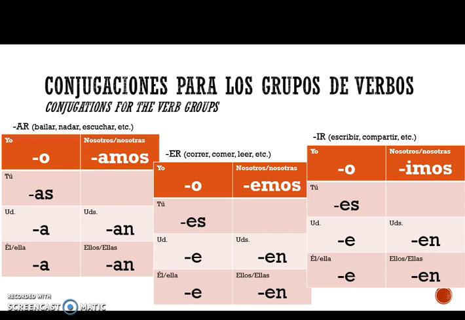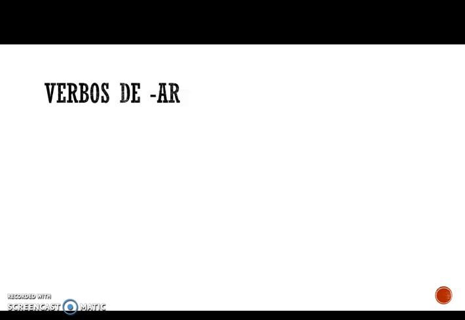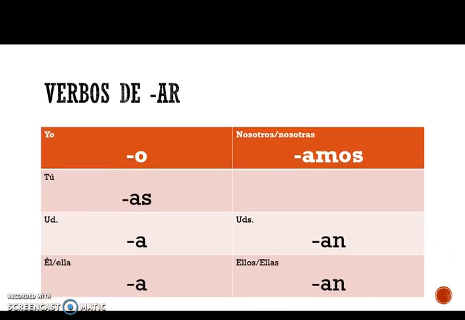Let's look at how to form the conjugated verb. In this chapter, we're only going to concentrate on AR verbs. Later on, we'll learn how to do ER and IR verbs, but for now, we're just going to concentrate on our AR verbs and really learn these endings well. Here they are. Again, o, as, a, amos, and an.